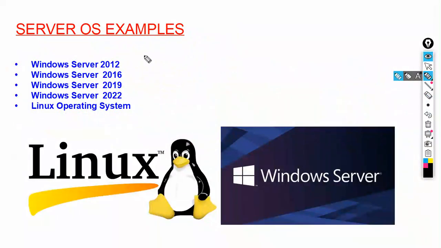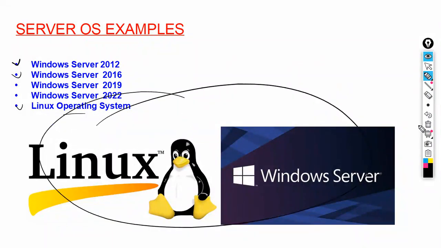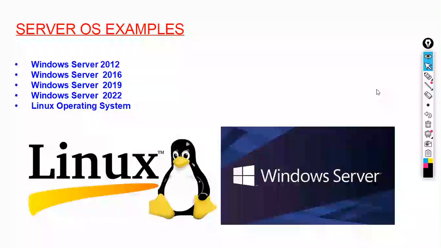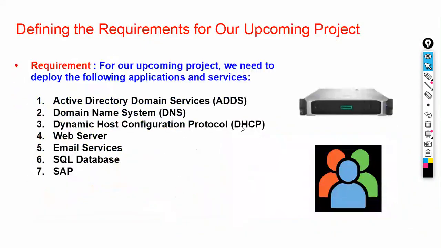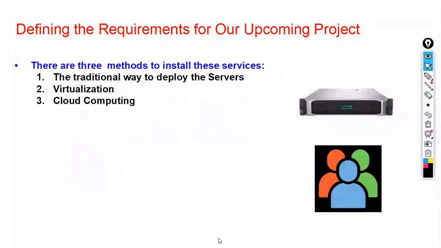We are having different server operating systems like Windows Server 2012, 2016, 2019, 2022, and we are having the Linux operating system. So these are the examples of server operating system, and the client operating system examples are like Windows 10, Windows 11, and we are having the Linux operating system also. Linux has a client operating system as well. So these are the client operating systems we use to obtain the services from the servers.